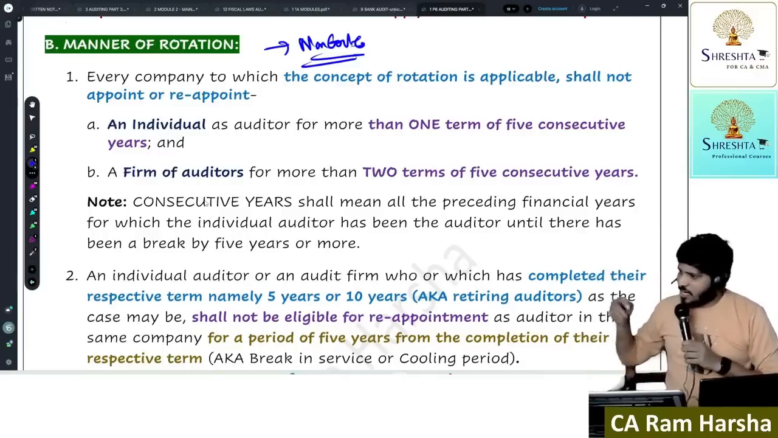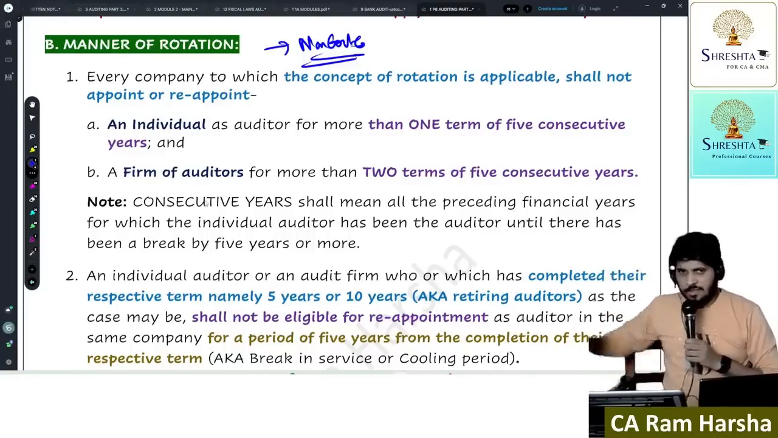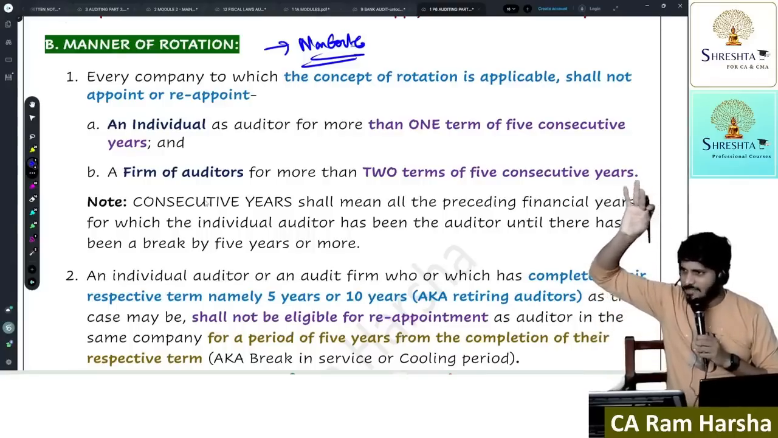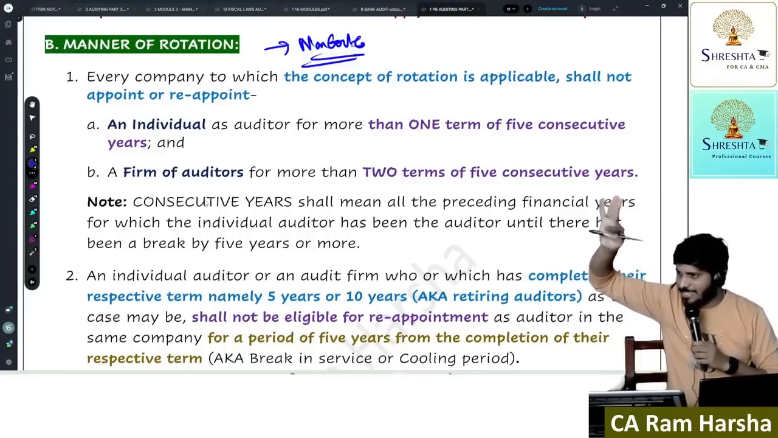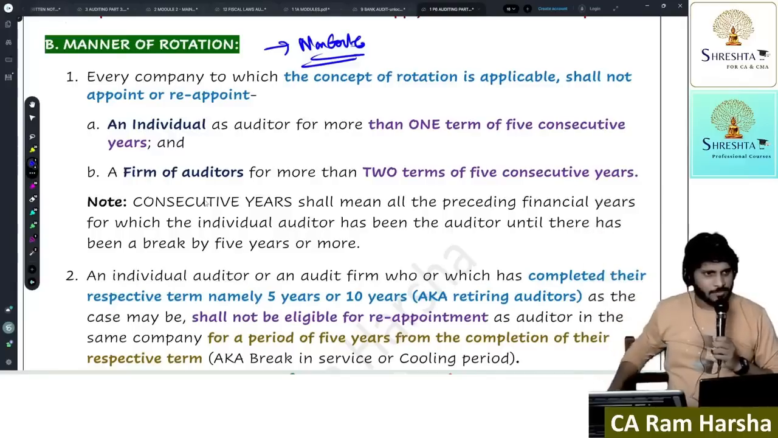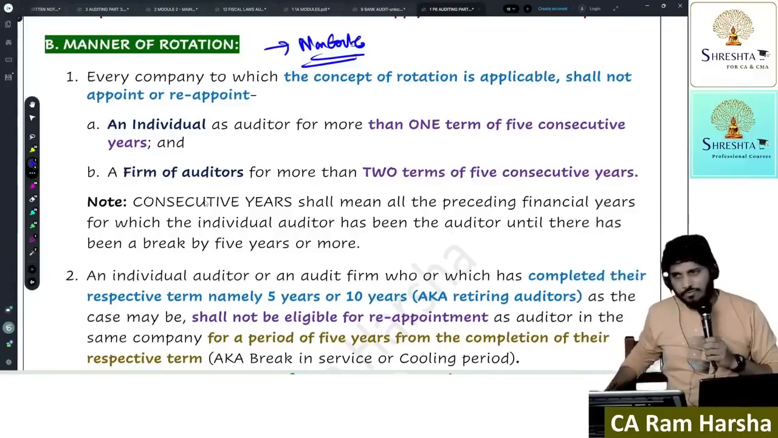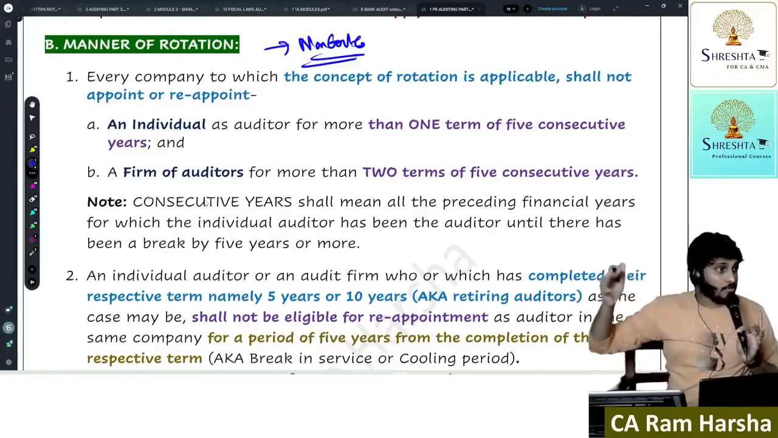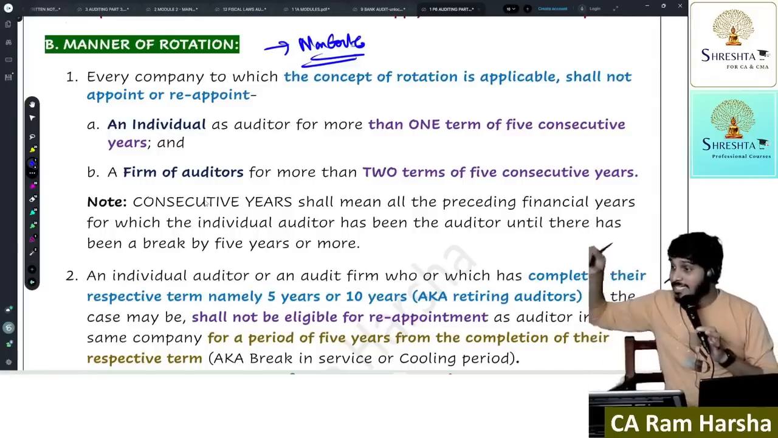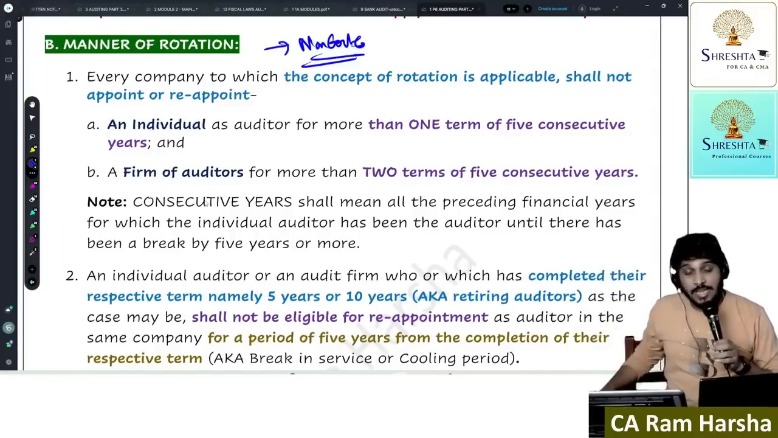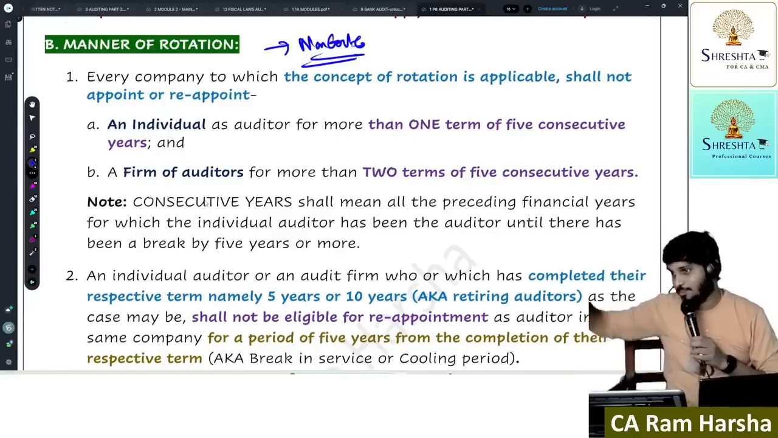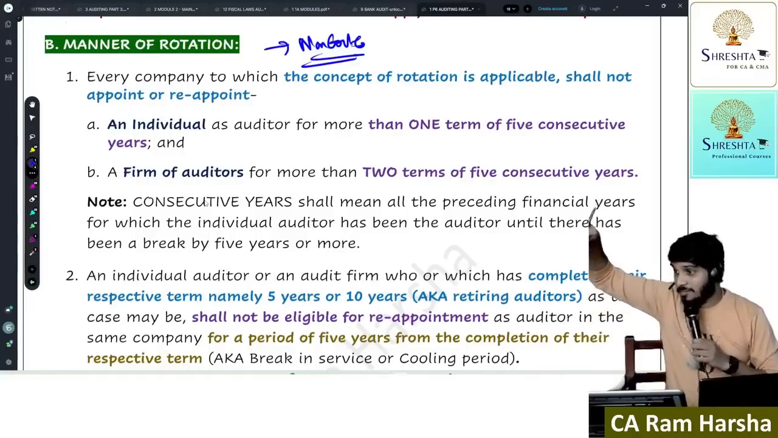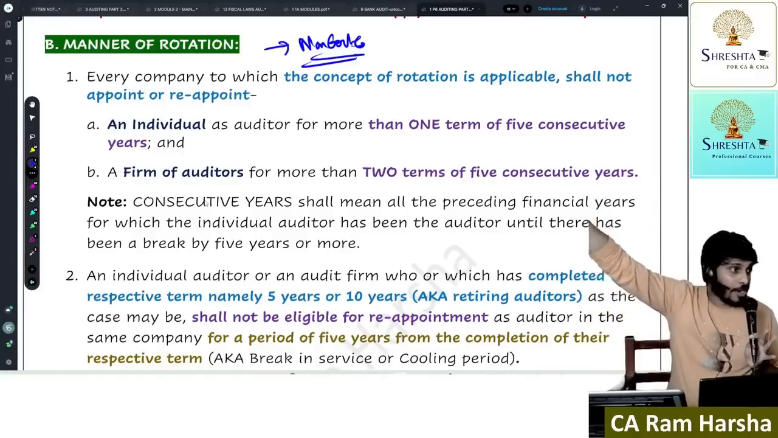Now, an individual completed one term. First, appointed in the 39th AGM, up to the 44th AGM conclusion, this person is there. Can we reappoint him for one more term? No. Because he is an individual. For how many years should we block him? From the expiry of the term, for the next 5 years, I should not appoint him.